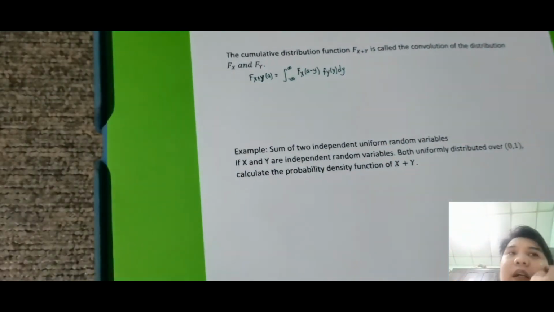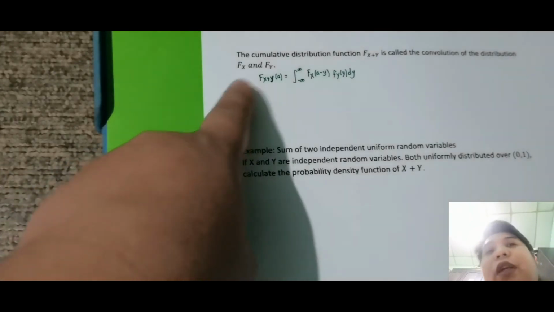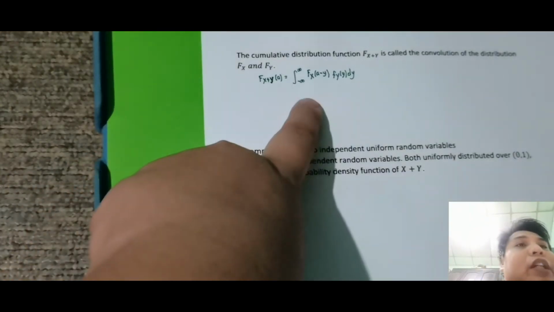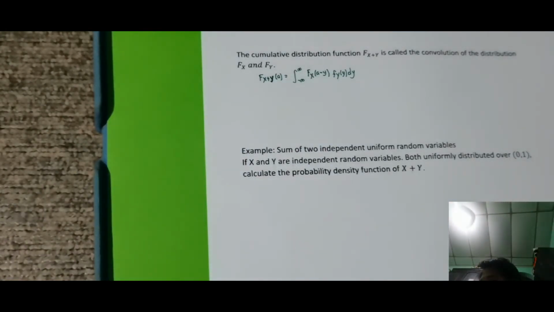Okay, so again, paano natin kinukuha yung ating PDF? Kinukuha natin yung PDF upon differentiating the CDF. Okay, so now, if we differentiate this thing also. So, note na saan natin siya i-differentiate. Actually, i-differentiate natin siya.